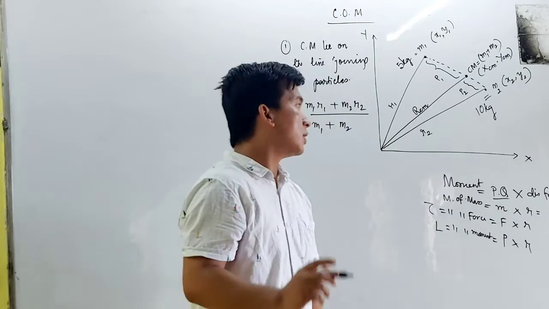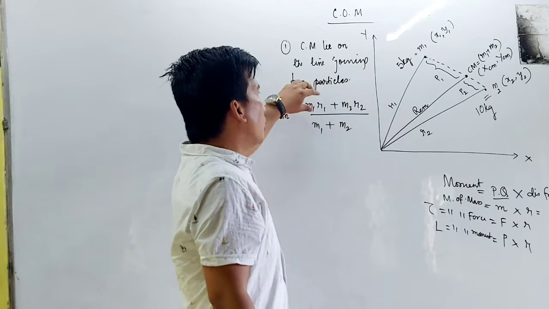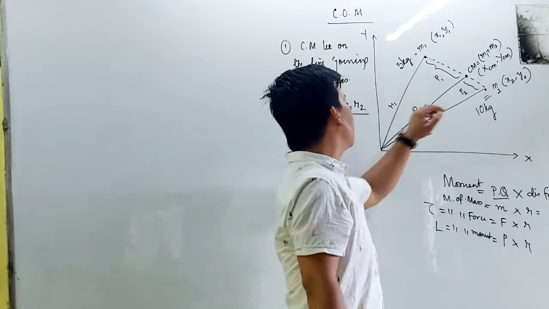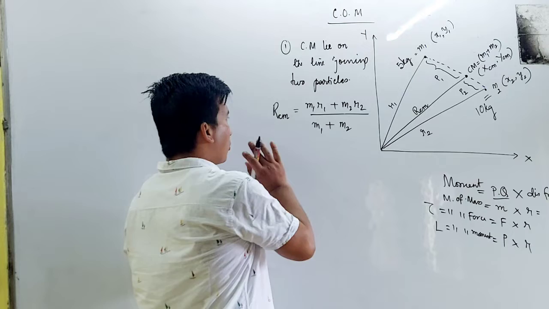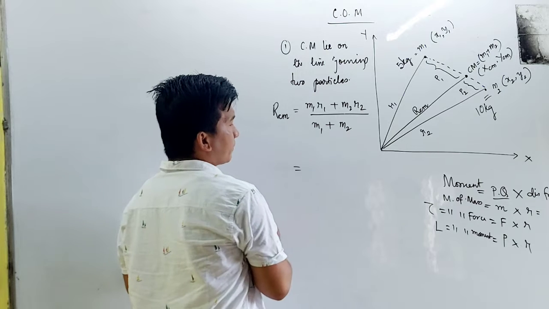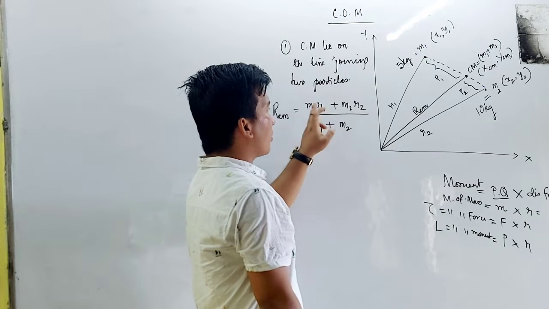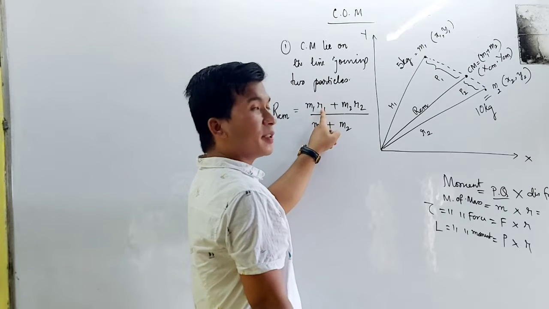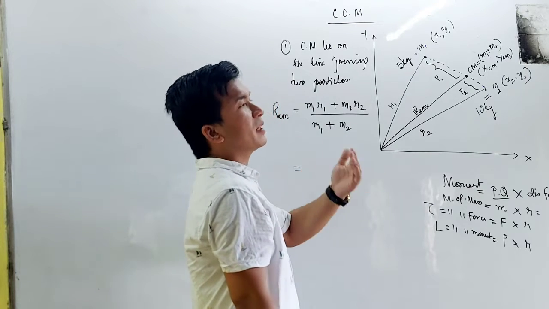Understood? This is M1 R1 plus M2 R2: the moment of mass of the first particle plus the moment of mass of the second particle, divided by the total mass. Similarly, how will you write RCM in integration form? Can we change the mass M1? No. Can we change the distance? Yes, we can change the distance. We will discuss this in detail in the calculus method.